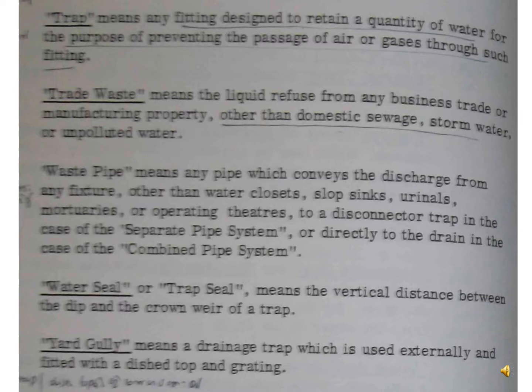Waste pipes convey the discharge from any fixture other than the water closet, slop sink, urinal, mortuaries, or operating theaters, and so they transfer all the waste to the disconnector trap in the case of the straight pipe system. Water seal or the trap seal means the vertical distance between the dip and the crown weir of the trap. Yard gully means a drainage trap which is used externally and fitted with a grating. So this is the gully, the discharge drainage trap.